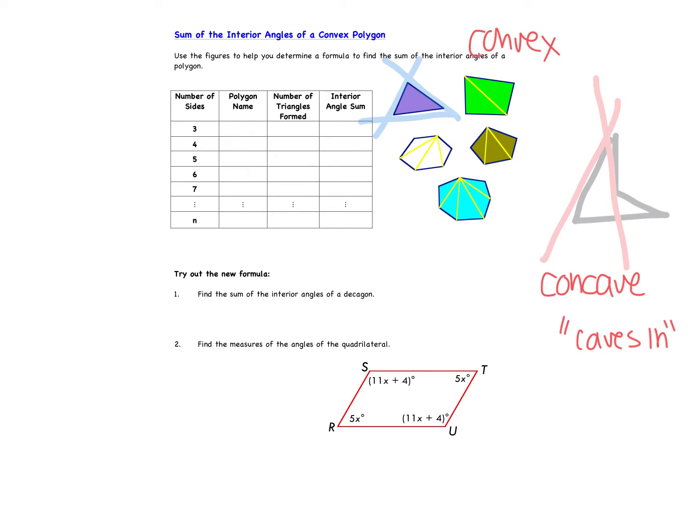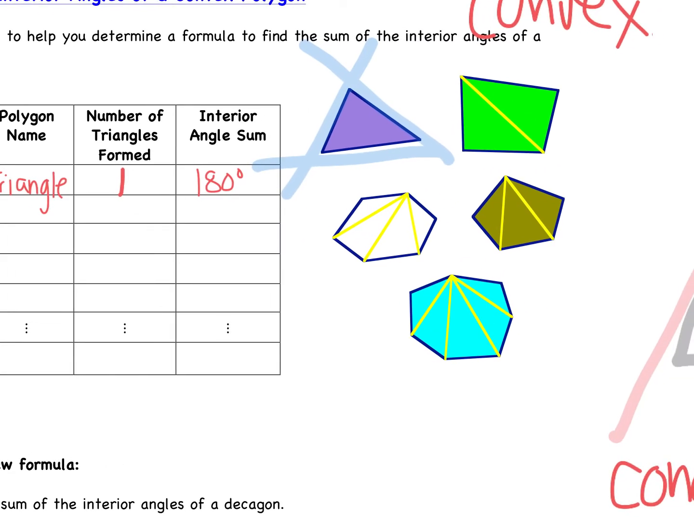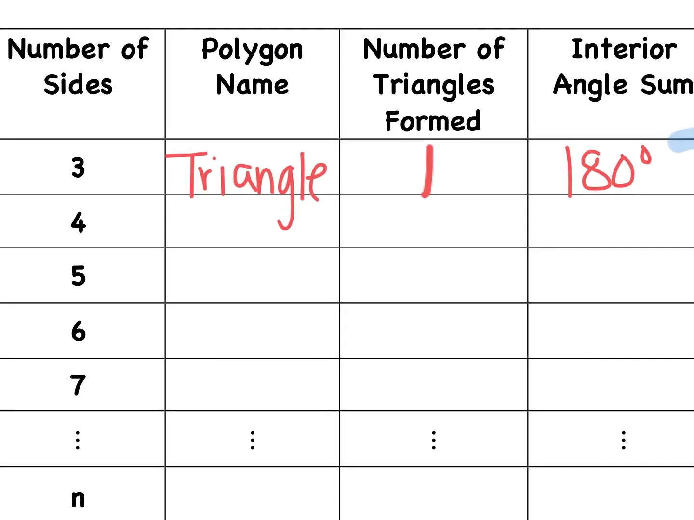Okay, so if I have a triangle, let's fill out this chart. It has 3 sides. The polygon name, as we know, is triangle. The number of triangles that I could form inside of it, there's only one. And we know, hopefully, at this point, that the sum of the interior angles of a triangle is 180 degrees. Now, if I take a 4-sided figure, like this green one here, and draw in this yellow diagonal that connects 2 vertices that are not next to each other, not adjacent, this triangle right here has 180 degrees, and this triangle right here adds up to 180 degrees. So that's called a quadrilateral.